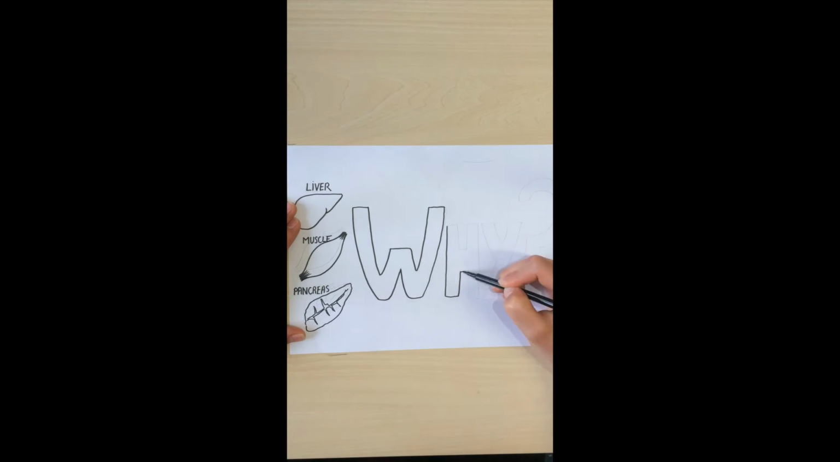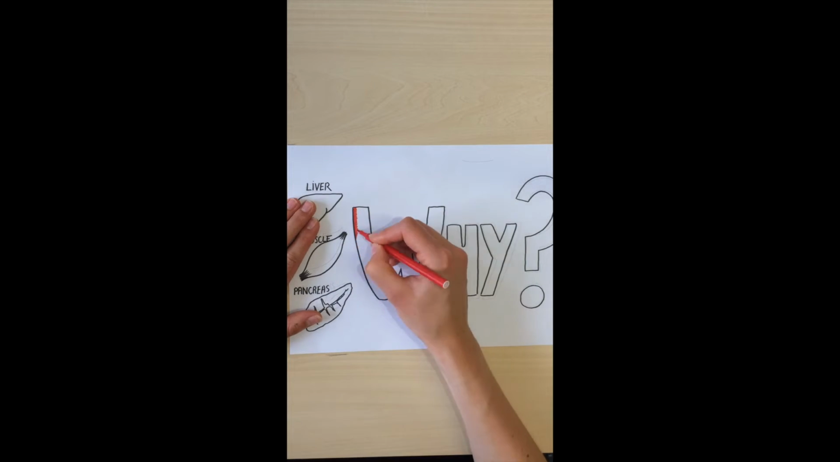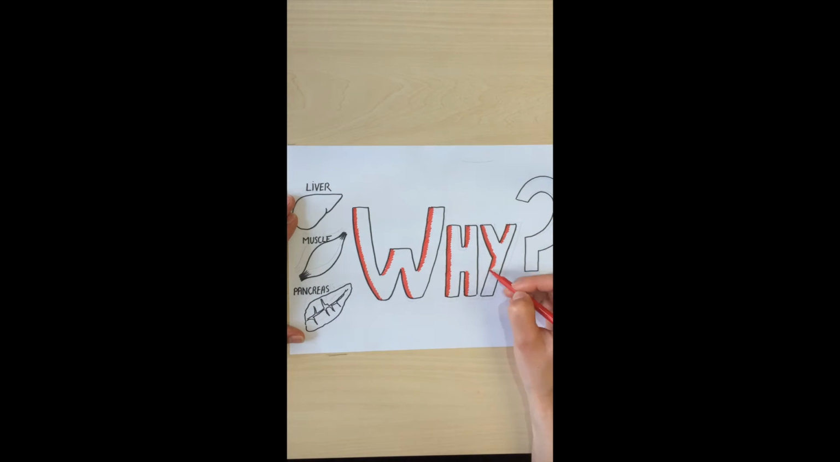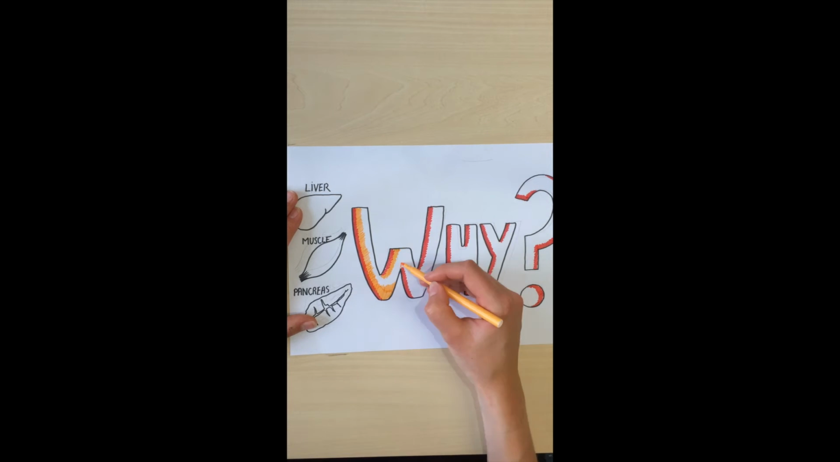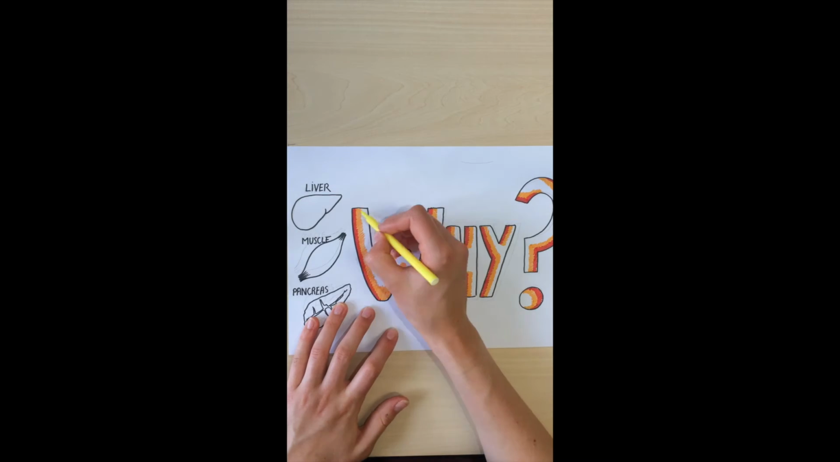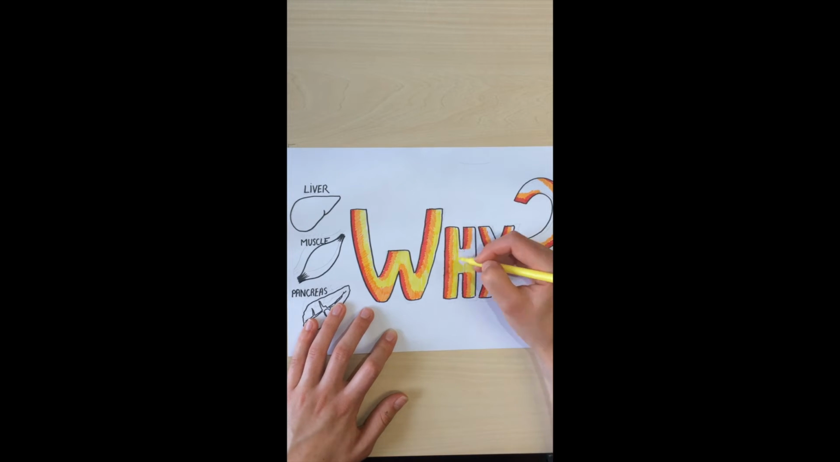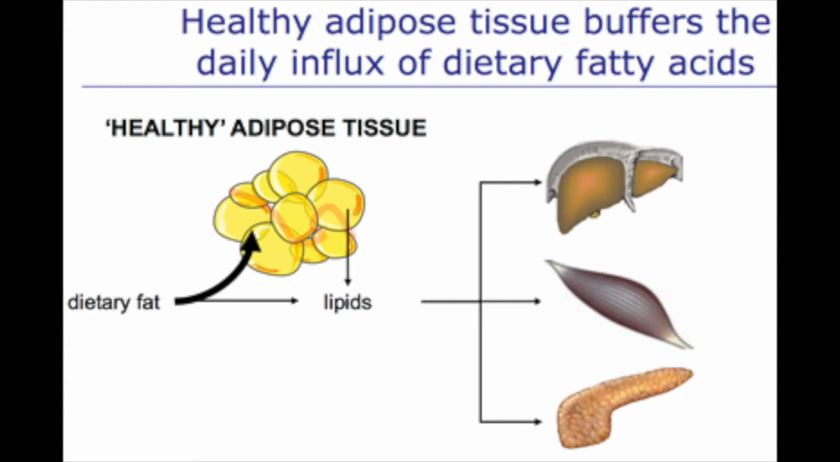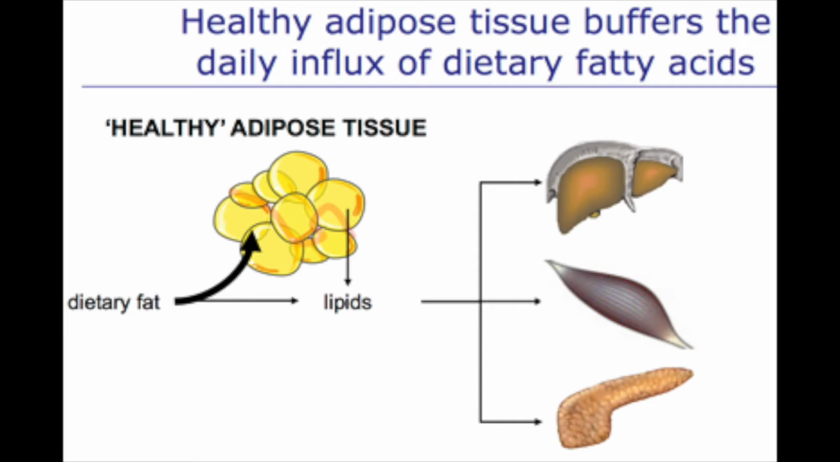So now we briefly explained why it is bad to store fat in certain organs, such as the liver, the muscles, and the pancreas. And this fat, called ectopic fat, we want to know why it is bad, what the consequences are, and what happens if we store too much fat in those organs. A healthy adipose tissue buffers the daily influx of dietary fatty acids. If the capacity to store dietary fat is impaired, lipid overflow will happen. The lipids will stay in the circulation and will be directed to other organs for storage.